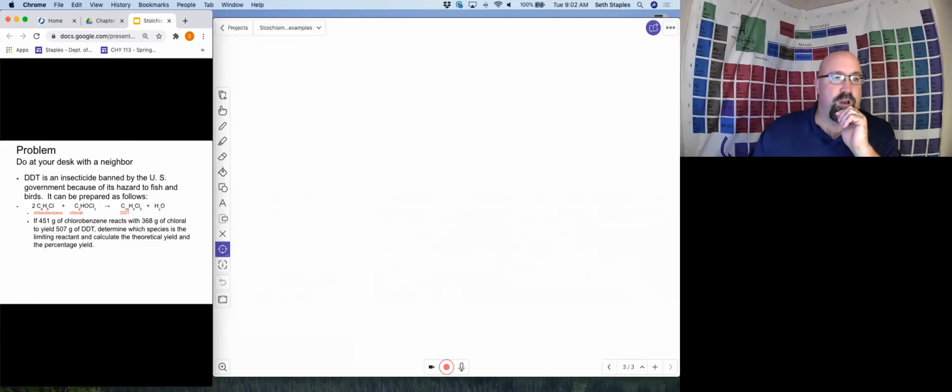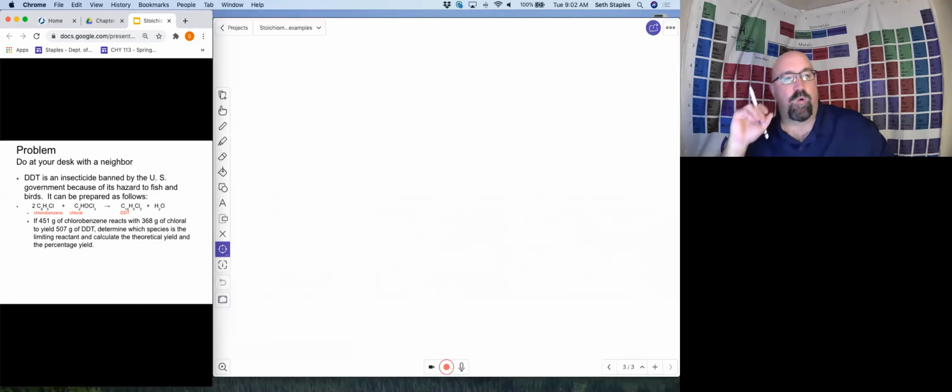So this was a question about DDT, which is an insecticide that's been banned in the US for decades now. But we have instructions on how it's prepared, and we're given an amount of chlorobenzene that we start with. We're given the amount of chloral that we start with, and we're told how much DDT is actually produced in the reaction. And so ultimately, we want to find our percentage yield. In order to find our percentage yield, we need to first find our theoretical yield. We'll find that through doing a limiting reactant problem. And so we need to find our limiting reactant.